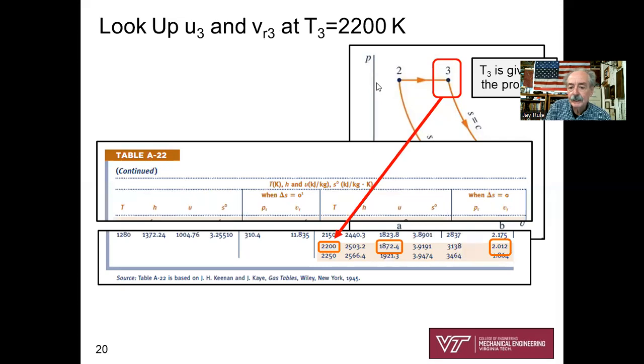Next thing to do is to study isentropic process 3 to 4. Well, we'd better get the starting information for state 3. So we just found T3. Okay, T3 was given, 2200. So we will write down U3 and VR3. There they are, 1872 for U and 2.012 for V sub R.